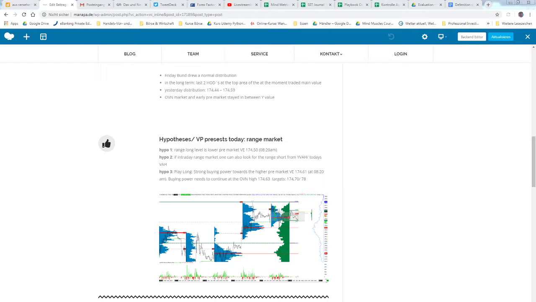Let's have a look at my hypos. A little bit more detail today as I'm trying to implement more information in the context of reading the market, longer term market, and using auction theory and, of course, more detailed volume profile. That means I also added this thing here. So you see hypothesis and then volume profile presets, today like a range market.